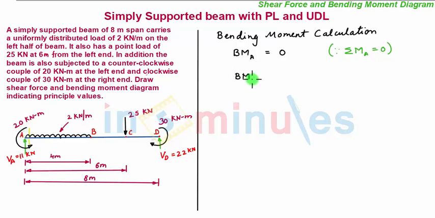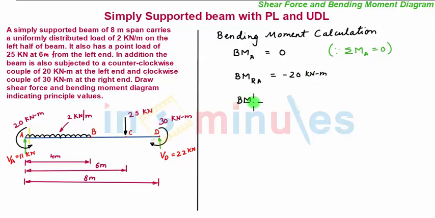So bending moment towards the right of A is, if you consider the left hand side of section, you will see that there is an anti-clockwise moment of magnitude 20 kilonewton meter acting. So bending moment towards right of A is minus 20 kilonewton meter. Now we move this section to point B.